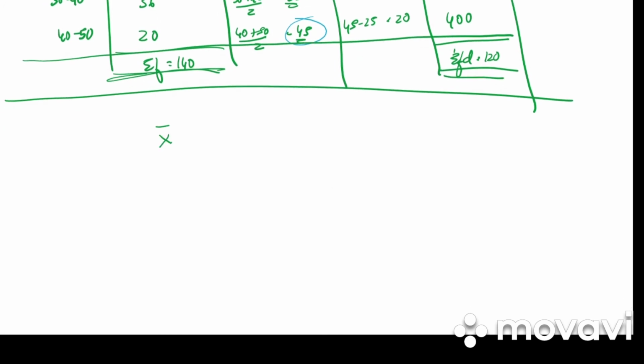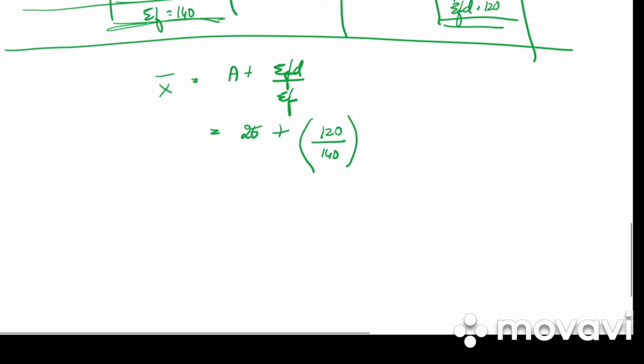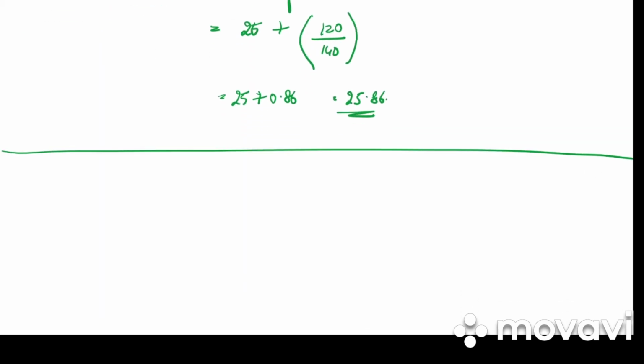So what is the formula? X bar is equal to A plus summation FD divided by summation F. What is the assumed value? 25. Summation FD is 120 divided by 140. So how much do we get? 25 plus 0.86, we get 25.86. So the arithmetic mean will be 25.86.